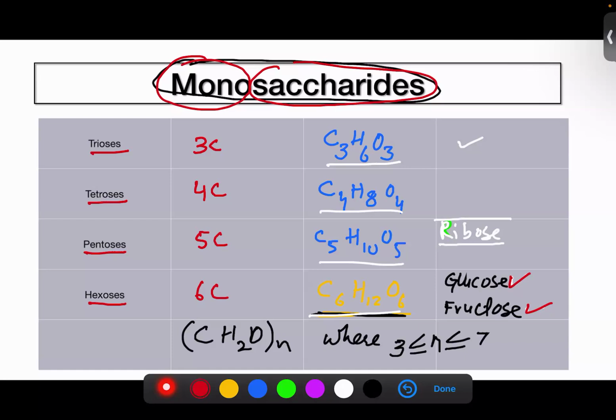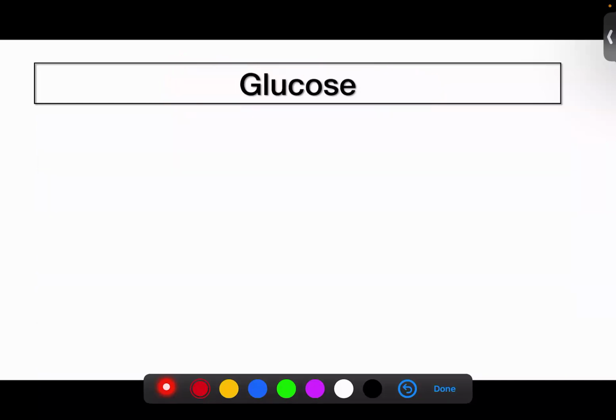There are heptoses as well that have 7 carbons, but we don't need to know them. And there are no examples of heptoses in our syllabus. Okay, so these are monosaccharides, and this is the general formula for monosaccharides. So let's see glucose. Glucose, as you already know, is a hexose sugar.